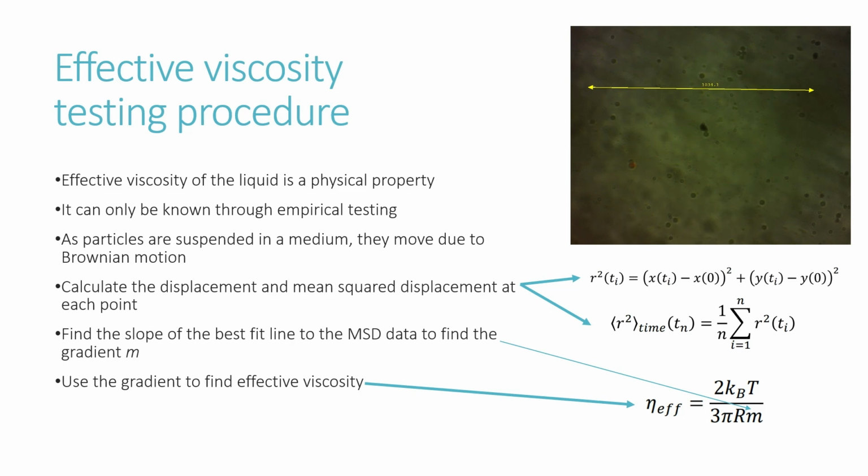That's Brownian motion. By watching that, you can actually understand the displacement of each particle. And once you can calculate the displacement, which is the first equation, the very top under the video, then you can start to calculate the mean square displacement, and then you can calculate the slope of the data that the mean square displacement gives you. So mean square displacement gives you a data point for each time interval, which then you can graph, get the slope from that, and that gives you your gradient m, which then you can plug into the last equation, which is your effective viscosity.